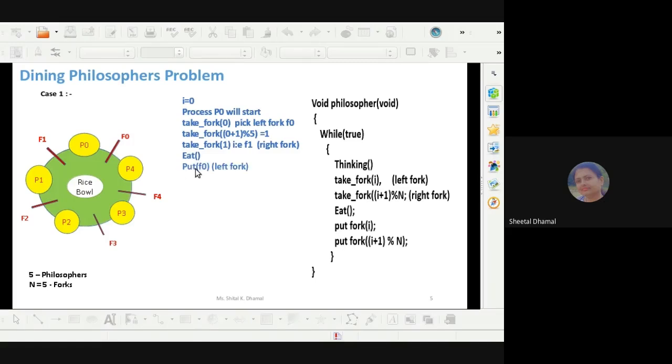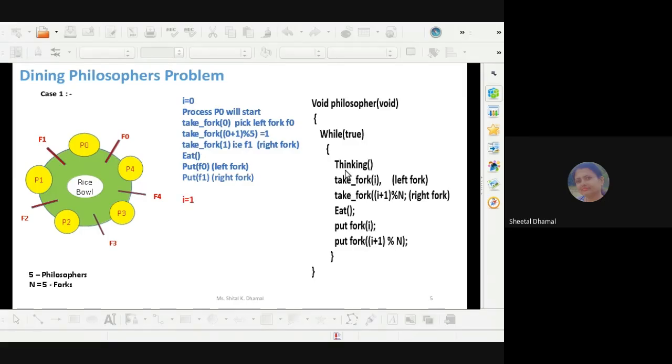And once he finishes the eating operation, what is the duty of the philosopher? The duty of the philosopher is to put down the fork which is present in his left hand and in his right hand, so that other philosophers will use them. So now the philosopher P0 will put down the left hand side fork and he will put down the right hand side fork. So this process of P0 is completed. So again P0 will start thinking again. So he is in the thinking phase.